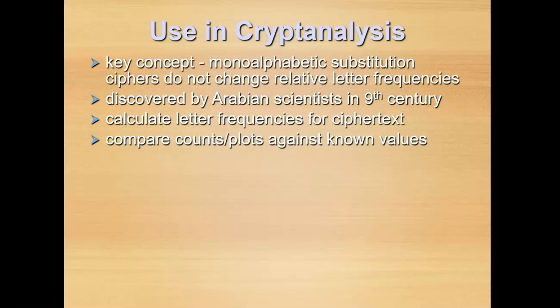Sorted frequency. This was discovered by Arabian scientists in the 9th century, and it calculates letter frequencies for the ciphertext and compares the counts or plots against those values. So if you take the frequency in general, the character P is taking the highest frequency of 13.33, and R is taking the least frequency.